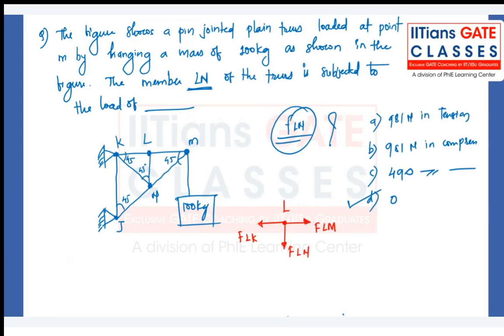So if you apply the summation of all vertical forces equal to 0 and summation of all horizontal forces equal to 0, in the first equation, summation of all vertical forces equal to 0, you will realize that FLN plus you don't have any other force. So FLN has to be 0. Okay, so that's why option D is correct in this case. So the member LN will not carry any load. Okay, clear?